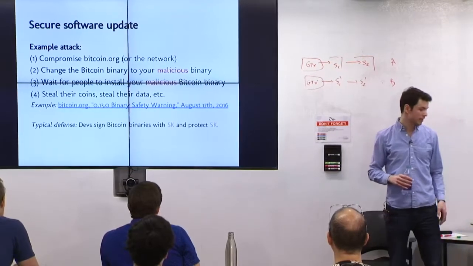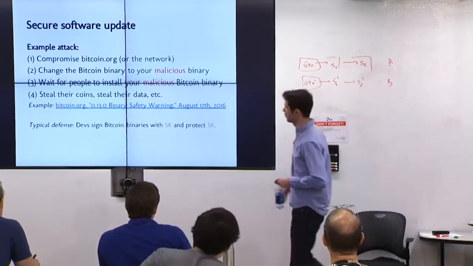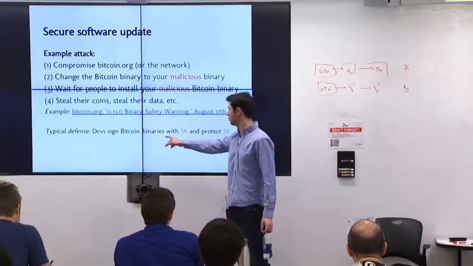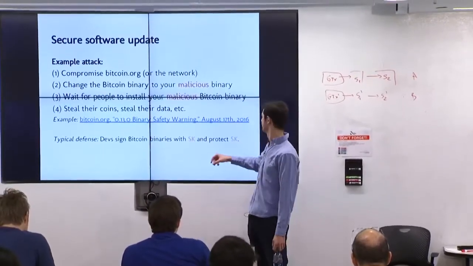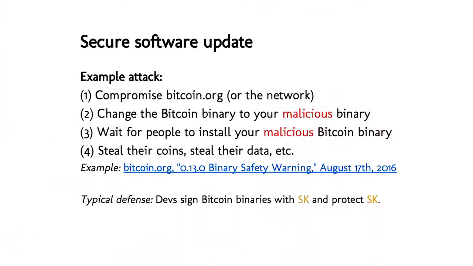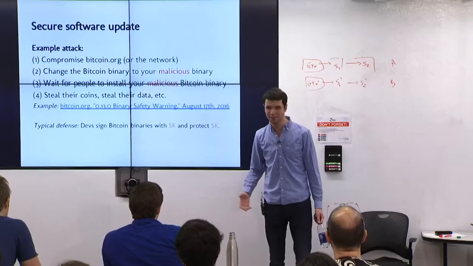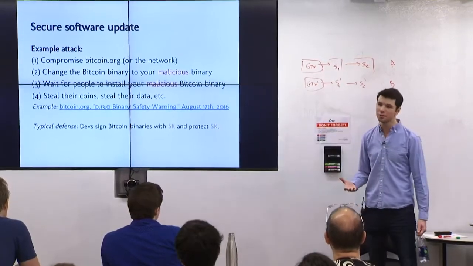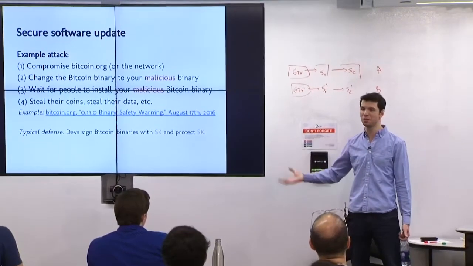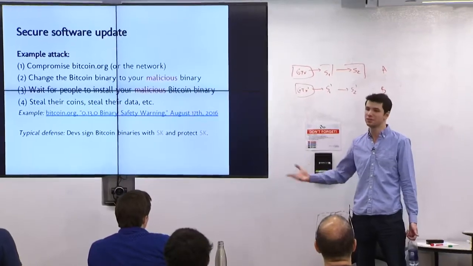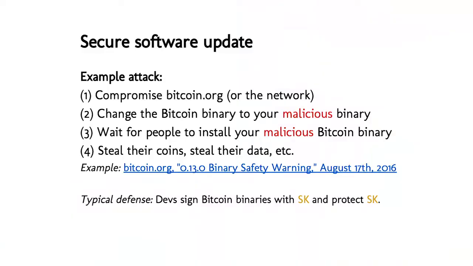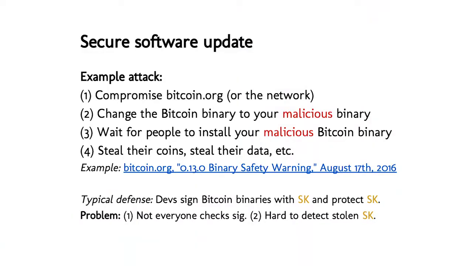So the typical defense for this is that the Bitcoin developers sign the Bitcoin binaries with some secret key, and they protect that secret key. And then there's a public key associated with the secret key that's posted on the Bitcoin website, right? And maybe some of you will notice that sometimes it's also very easy to change the public key on the website, if you can just redirect the victim to another website. And another problem is that not everyone checks the signature.